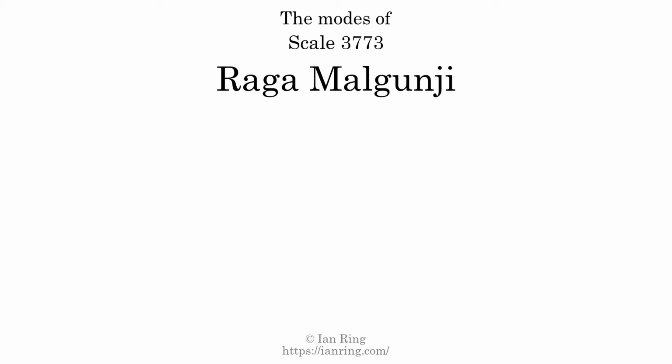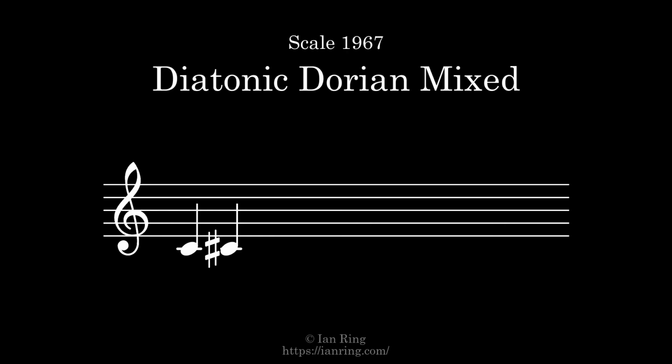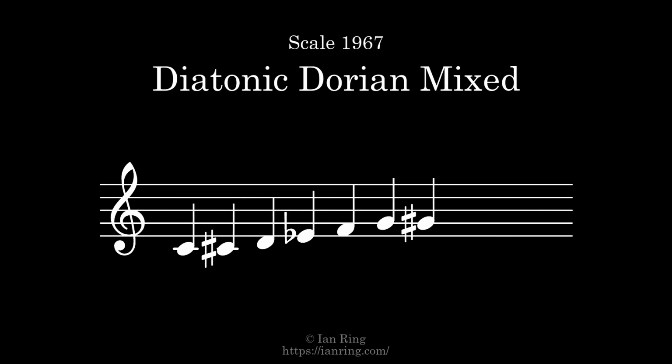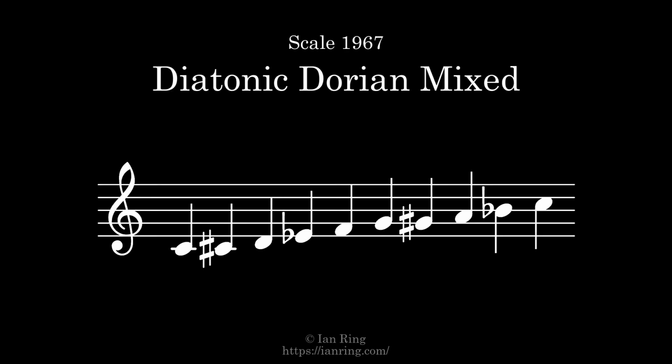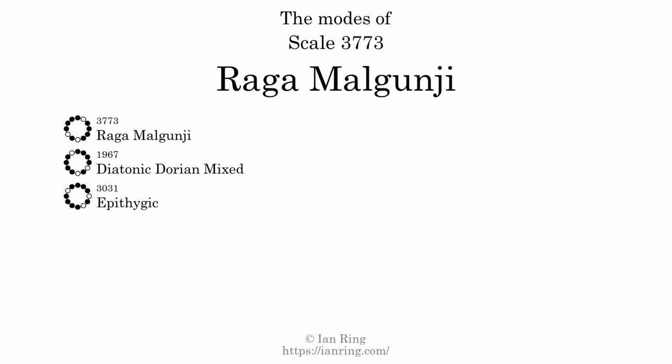This scale has 9 modes. The first mode is itself. The second mode is scale 1967, also known as diatonic Dorian mixed. It sounds like this. The third mode is scale 3031, also known as epithagic. It sounds like this.